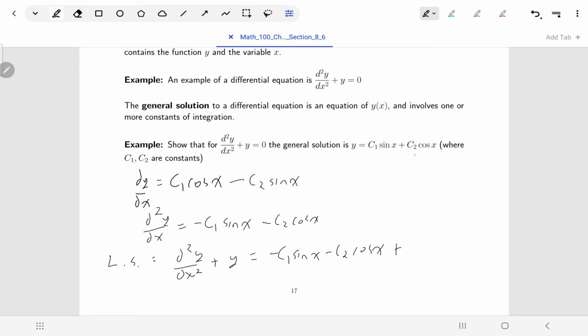The function y itself is c1 sine x plus c2 cos x. And that indeed all adds up to 0. So left side is equal to the right side. So that means that any function in this form, so for example, y equals 3 sine x plus 9 cos x, that'll be a solution, as would any other combination of constants c1 and c2.